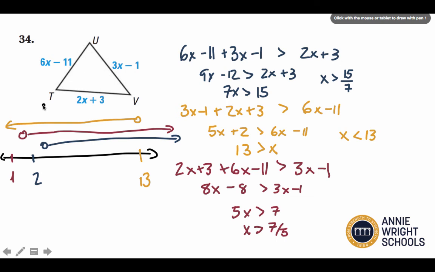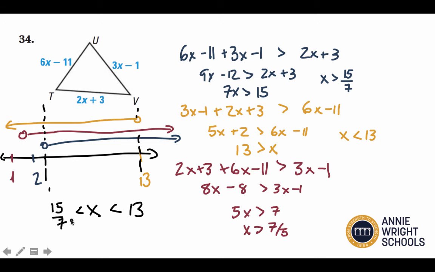And now when I put them all together, it looks like this 15/7 is restrictive on the low end, and it looks like 13 is restrictive on the high end. So x has to be between 13 and 15/7. There you go. That's how you use those two theorems effectively.